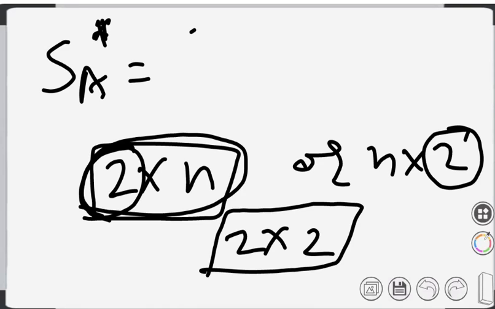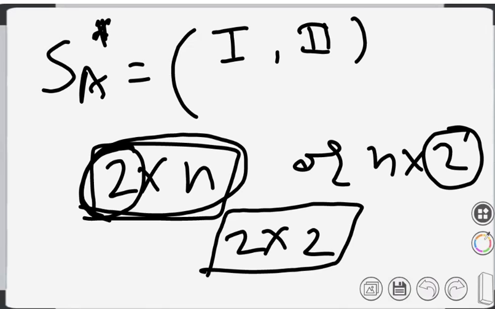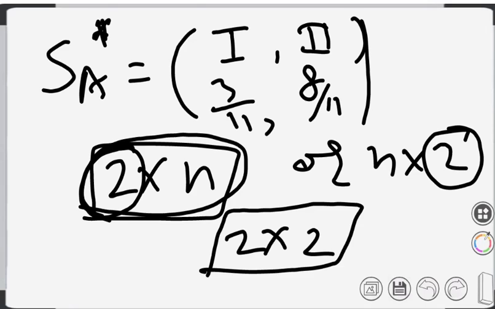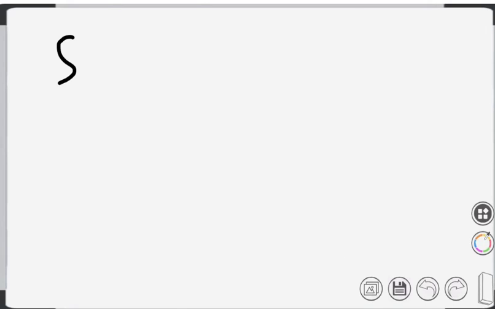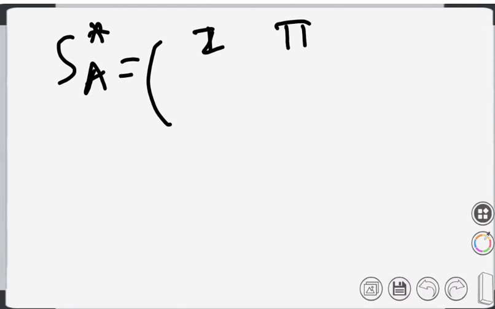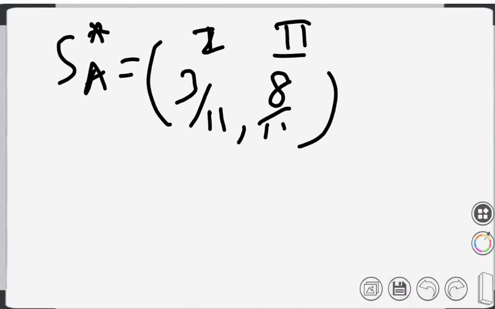So what are the SA star values? Optimal strategies for A. What are the probabilities? For strategy 1 it is 3 by 11, and for strategy 2, 8 by 11, isn't it? This is for SA star. So again I'm writing, SA star is, A had only two strategies. So it is 3 by 11, comma 8 by 11. Isn't it? That was right.